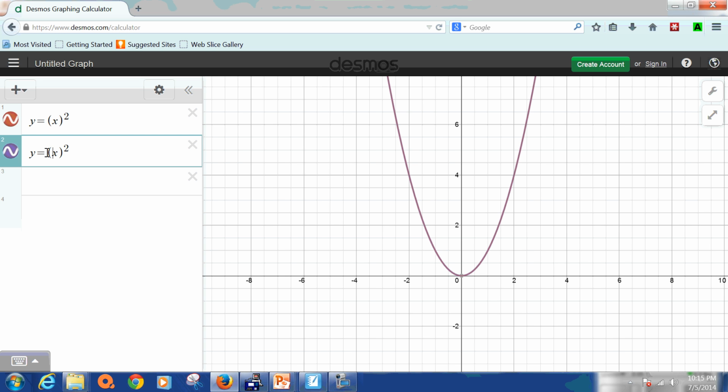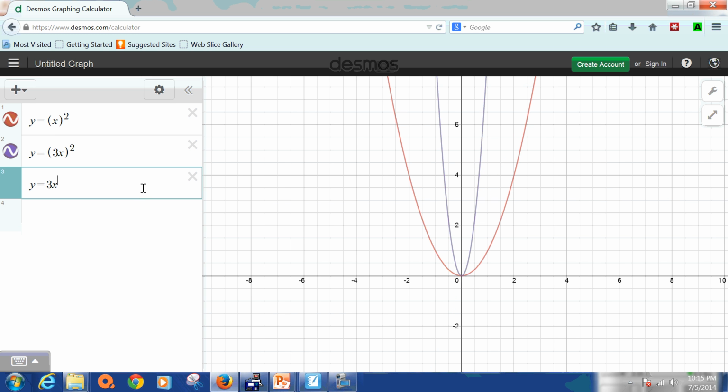Also, if I plug it inside of here, it will have the same effect, but sometimes the effect is greater and sometimes it's a little bit less. It kind of depends on the function. So you can see that's much more narrow than, say, y equals 3x squared.